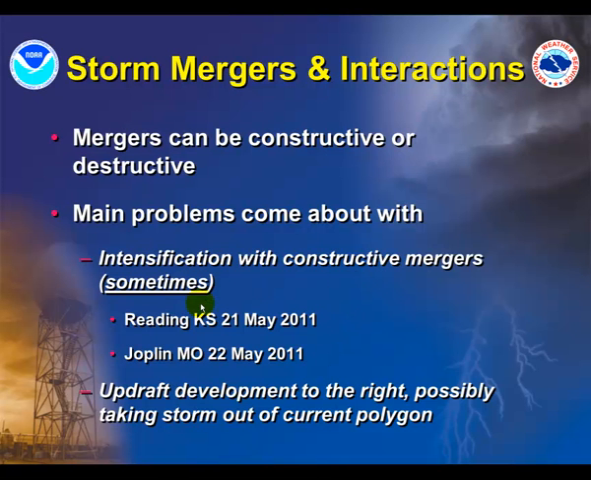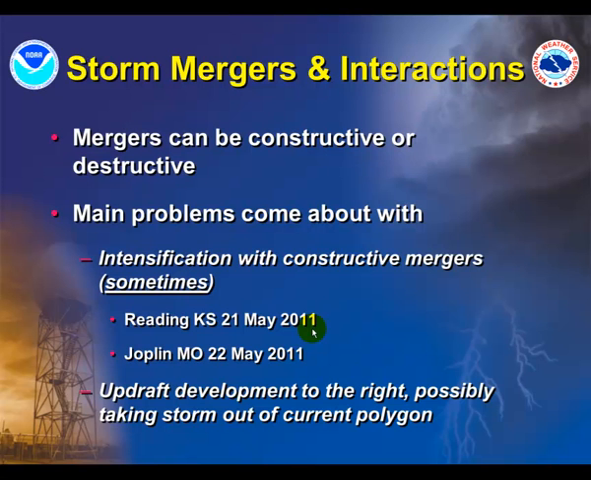A couple examples of that recently were Reading, Kansas, which is in our county warning area, where the environment didn't appear to support a really strong tornado and extreme radar signature, but two supercells merging resulted in a constructive merger and an F3 tornado that destroyed much of Reading, Kansas. The next day, Joplin, Missouri, more famous, obviously, two supercells merged in what looked to be a constructive merger, and we had a very violent tornado that went through Joplin. Once again, it's hard to tell, but was that supercell much stronger than it would have been because of the merger of those two storms?